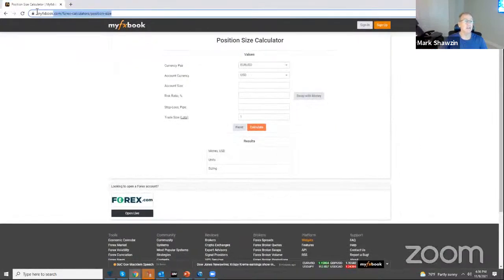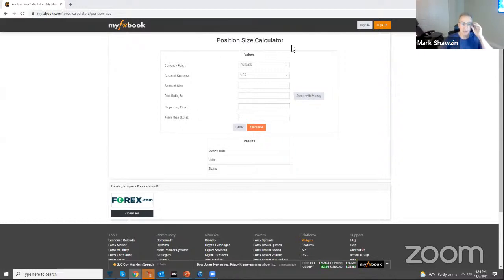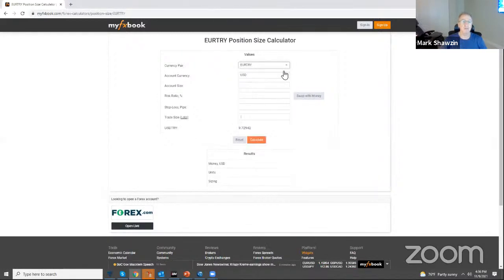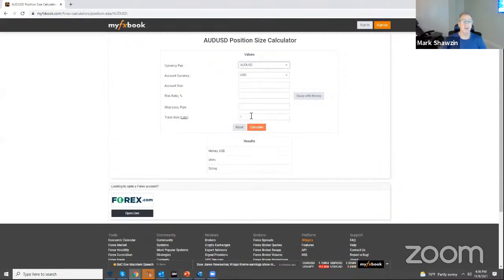So this is a position size calculator. I'm going to put this in the chat box so you don't have to furiously scribble it down. And this is exactly what it says it is. It tells you exactly how big a position you should have for a given level of risk. And so basically you use this to scroll down to find your pair. In this case, the Australian dollar, US dollar. And then you can use this calculator in every major currency around the world.